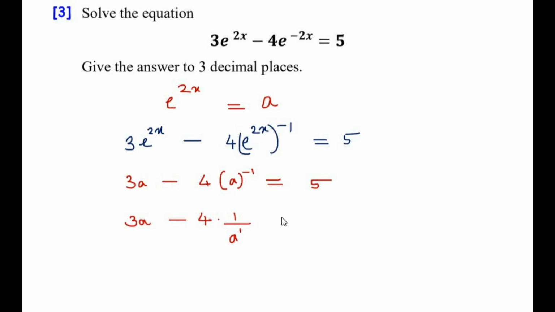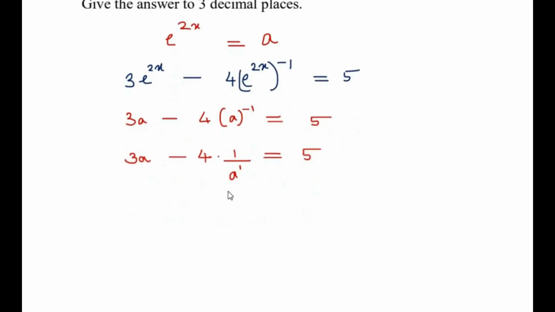Now coming back to this, it will be equal to 5. Here on the left hand side, I am going to take a common LCM. This is nothing but 4 over a, and this is 3a over 1. So I am going to multiply the numerator with a and the denominator with a to get a common denominator as a. Now 3a times a gives us 3a square. 4 times 1 stays the same as 4, and we get a common denominator of a. So this is divided by a is equal to 5.